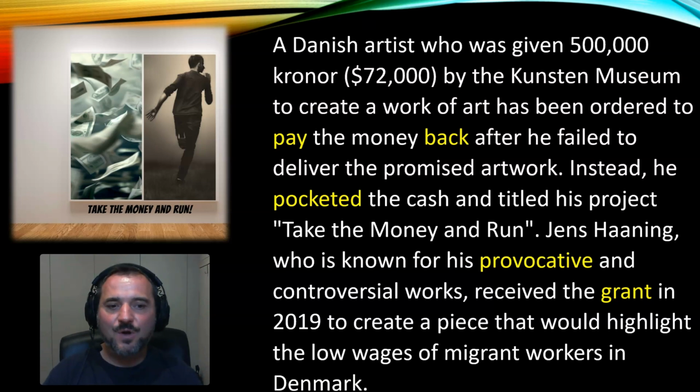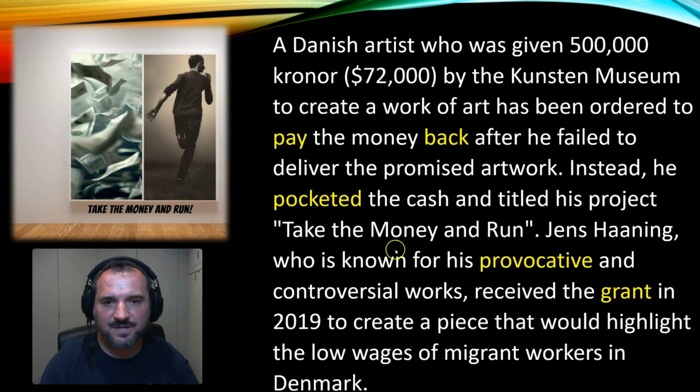Jens Hanning, who is known for his provocative and controversial works, received the grant in 2019 to create a piece that would highlight the low wages of migrant workers in Denmark. So let's kick off with the first word we have here. It's the phrasal verb to pay back.